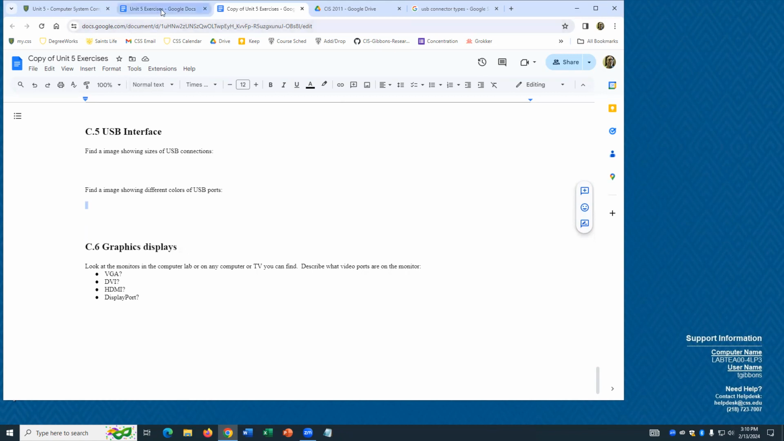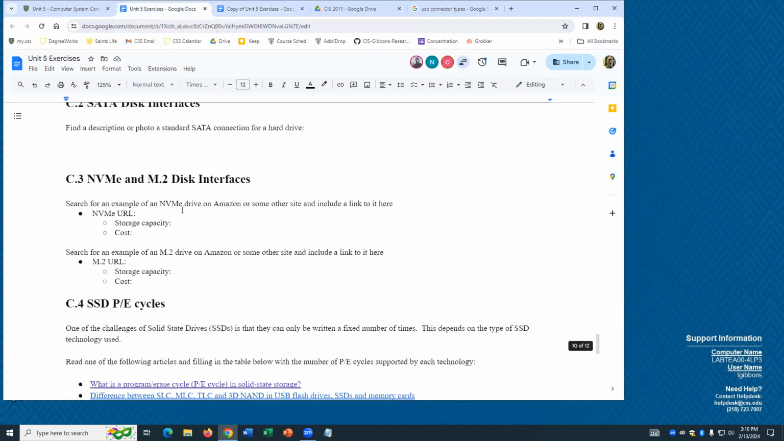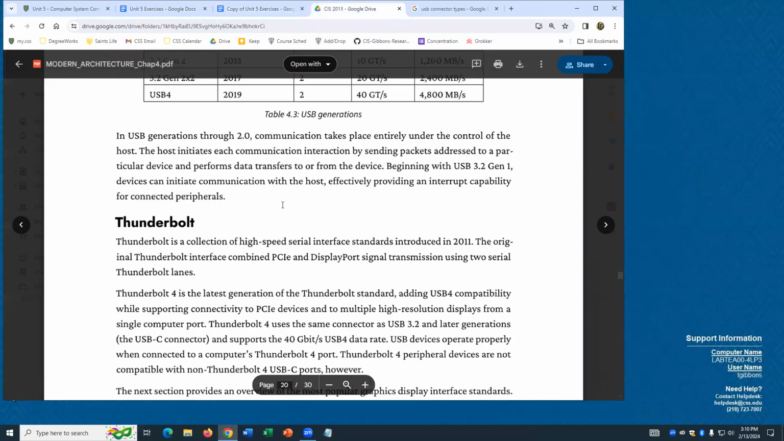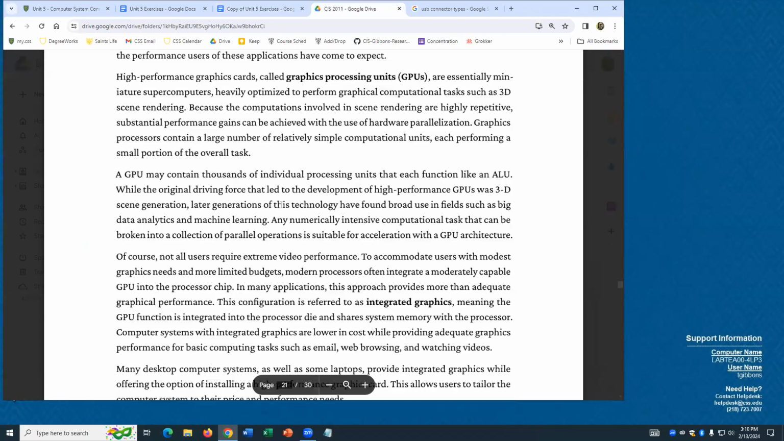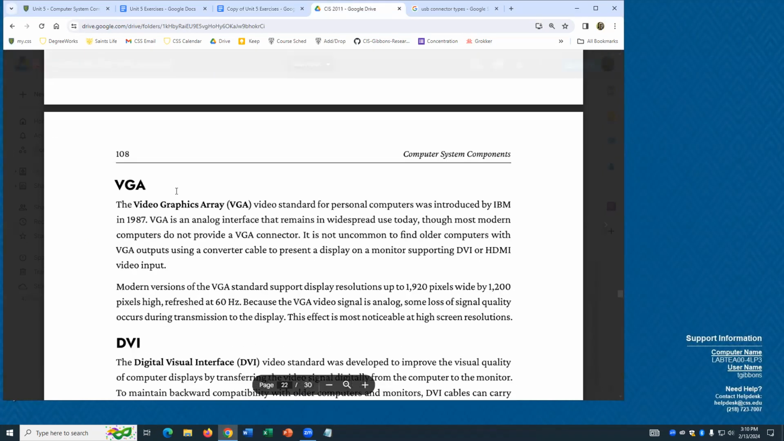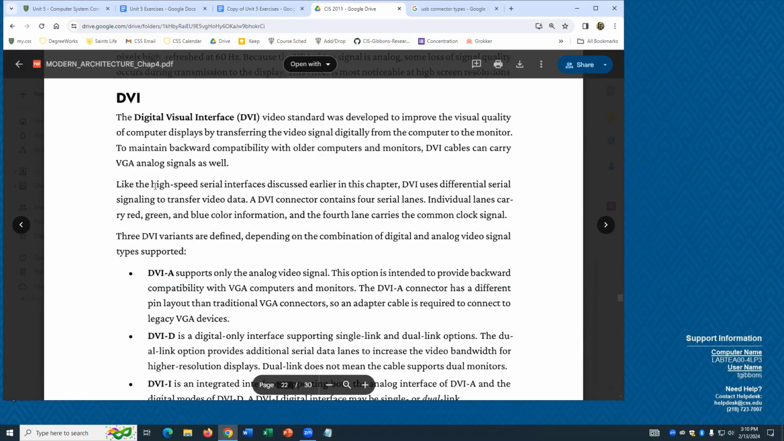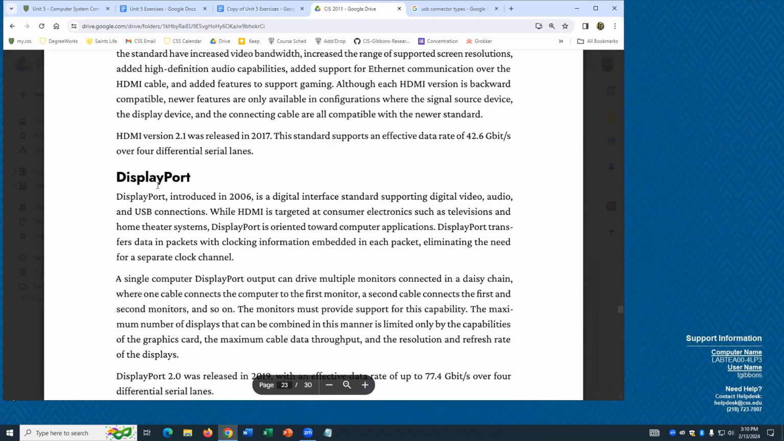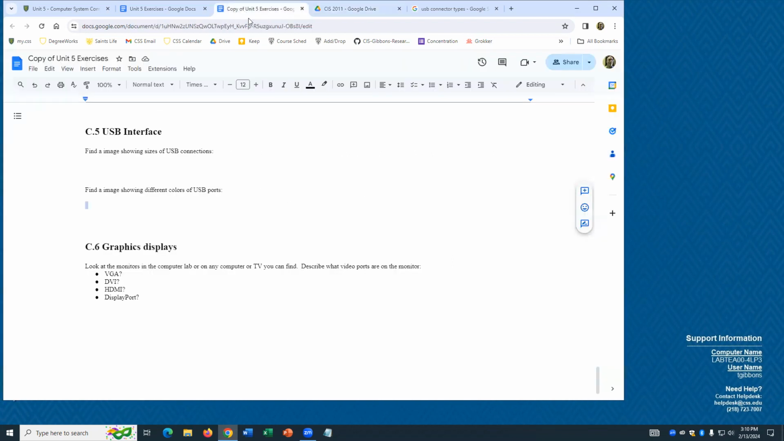Last thing we just want to mention is the graphic options. So there are different ports for graphics. What I want you to do is look at your monitor in front of you and find out what ports are on your monitors here. VGA, DVI, HDMI, what do you have?